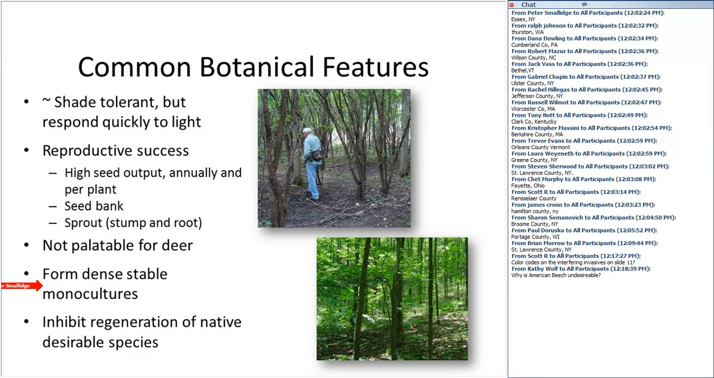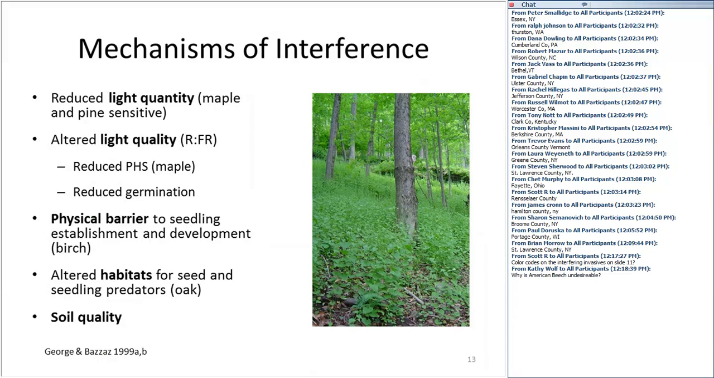So Kathy's asking why American beech is undesirable. We'll come to that later in the presentation, so I'll save that if I can. So, okay, what are the mechanisms that they use to inhibit regeneration? There are 5 basic mechanisms. The first 2 are maybe rather obvious. The first is light quantity, the amount of light that's available.